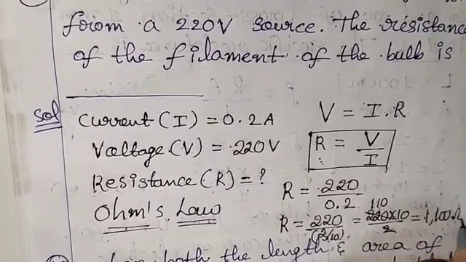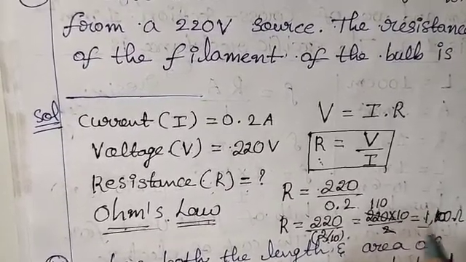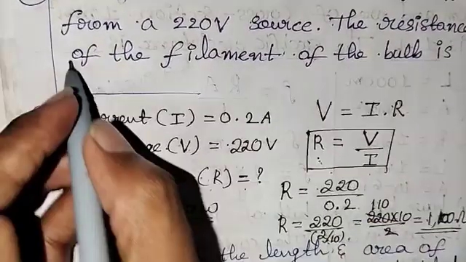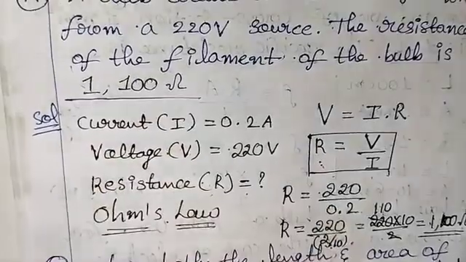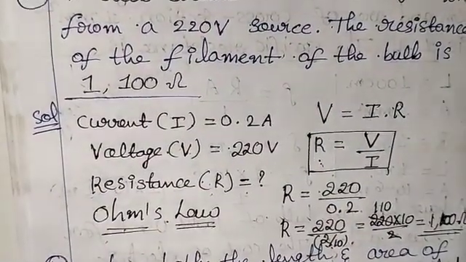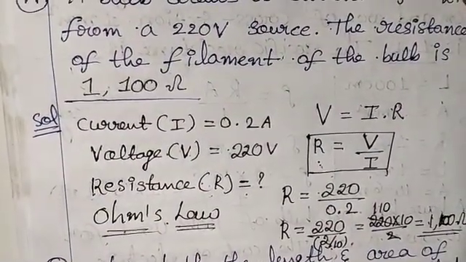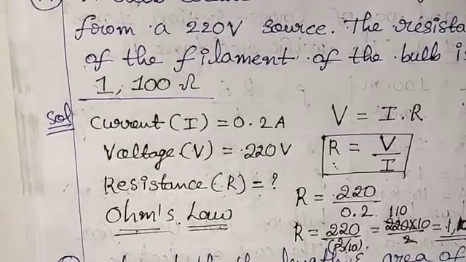1100 ohms. Therefore resistance is 1100 ohms. Okay, this is our final answer.